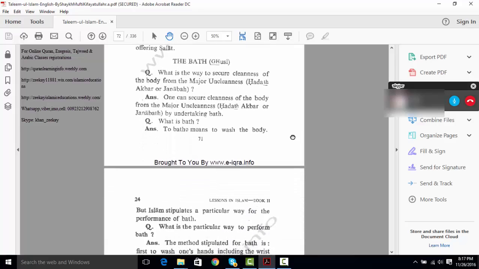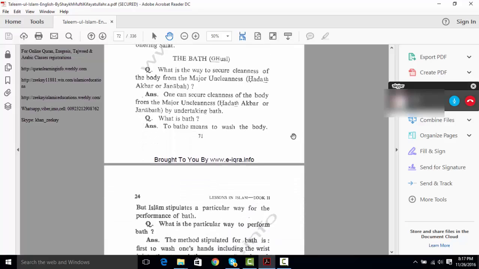Question: what is the way to secure cleanness of the body from the major uncleanness, which is called in Arabic Hadse Akbar or Janaba? Now, this name, Janaba, is new for you. Major uncleanness, and Hadse Akbar we have done in previous classes. So there are three names: major uncleanness in English, and in Arabic, Hadse Akbar or Janaba. Understand? One can secure cleanness of the body from the major uncleanness by undertaking bath.